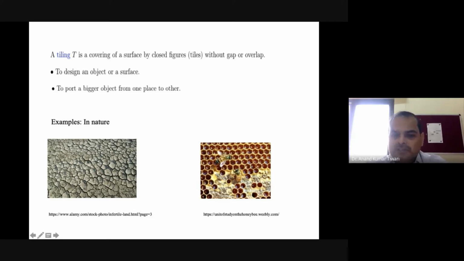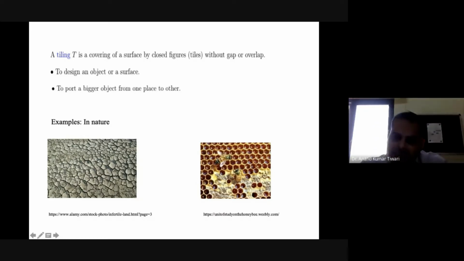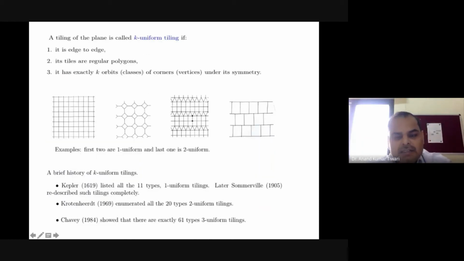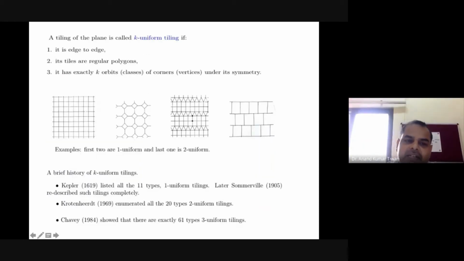Another use is that, of course, we can design any surface beautifully by tiling, right? And these are the tilings provided by nature in the examples: when the land is dry, and another is the home of the honeybee. Now, the study of tilings becomes more interesting when there is a certain symmetry.